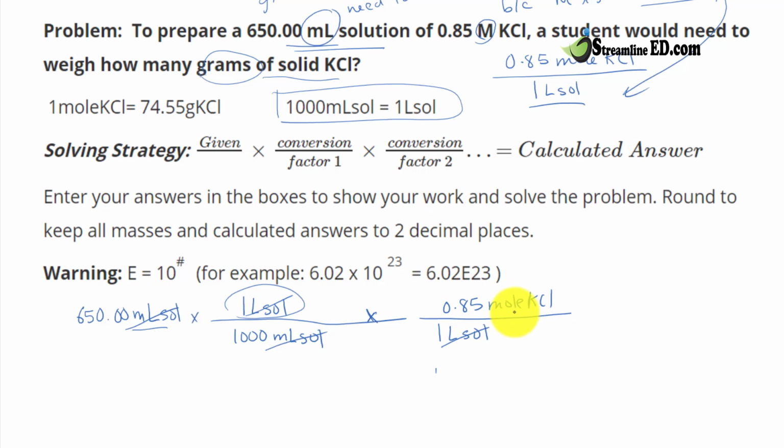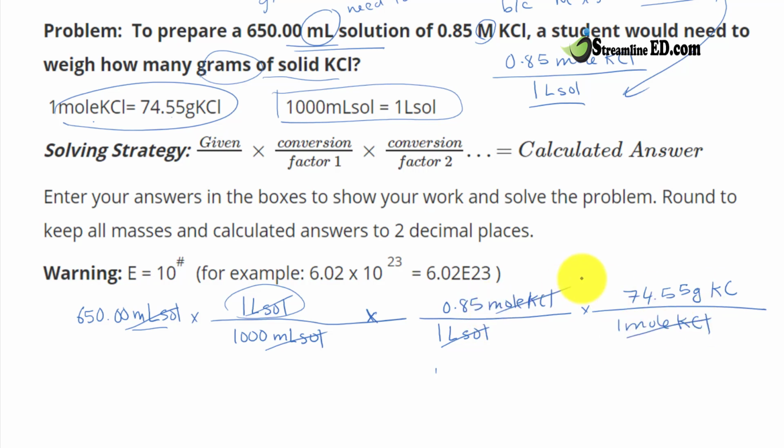We can now convert it to gram, which is right here, moles and grams. So we multiply by that. In this case, the mole is going to be on the bottom, so 1 mole of KCl. If mole is on the bottom, the other part must be on the top. So we have 74.55 grams of KCl. Look what happened to the mole.